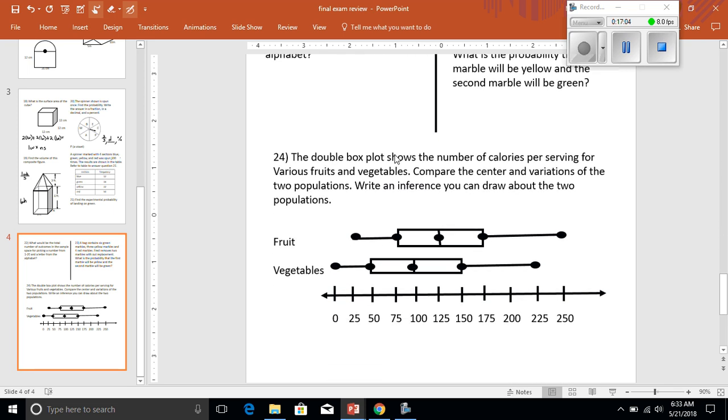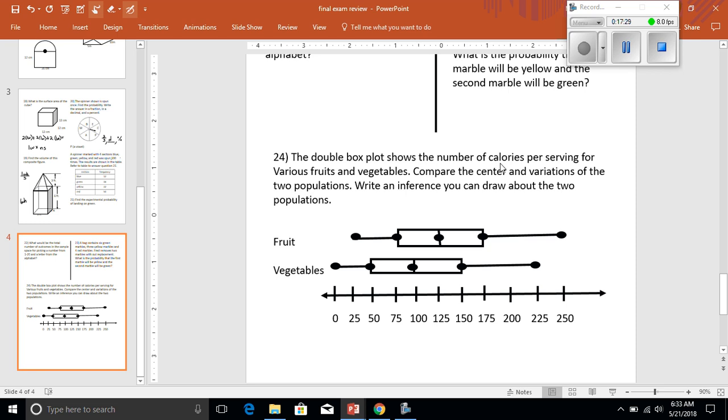The double box plot shows the number of calories per serving for various fruits and vegetables. Compare the centers and variations of the two populations. Write an inference you can draw about the two populations. Well, we know that neither one of these is symmetric. The median for the fruit is 125. The median for the vegetables is 100.